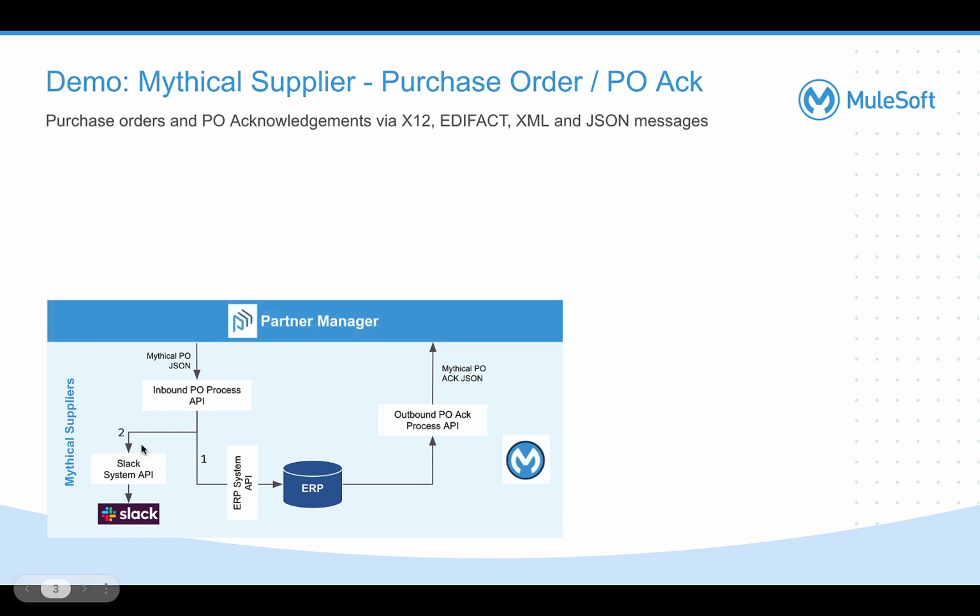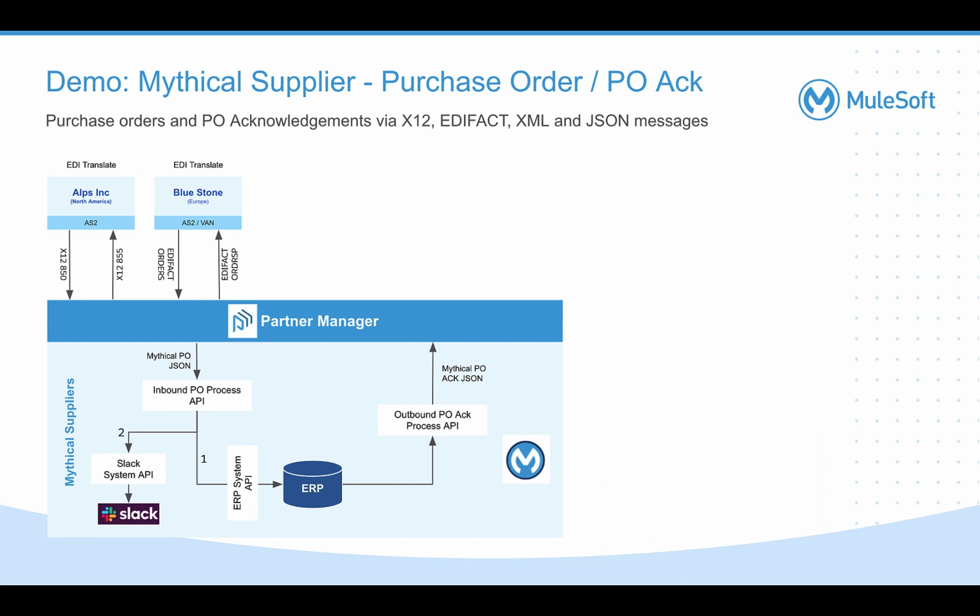We'll now see how Mythical Suppliers leverages Anypoint Partner Manager to integrate with 5 of their hundreds of customers that they sell their products to. Starting off with the first customer, Alps, sending X12 850 purchase orders and getting X12 855 PO acknowledgements through an AS2 connection. The second customer is called Bluestone, based in Europe, that sends Edifact orders and receives Edifact order response messages through a WAN connection.